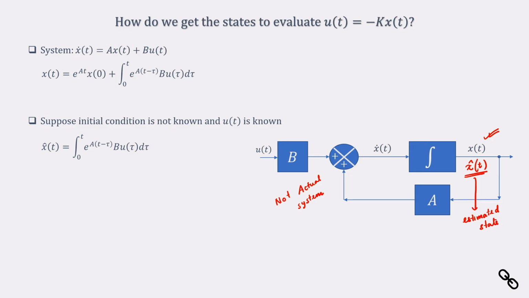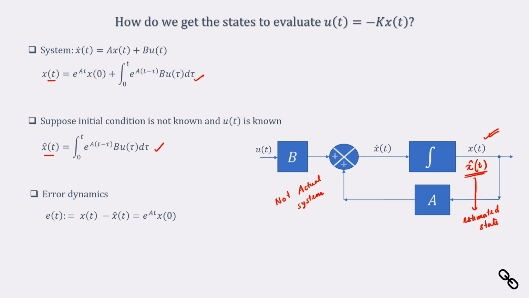So, when I run this system with an initial condition of 0, these are the estimated states that you will get. Now, notice that if I subtract x(t) and x hat(t), I will get e to the power of At x naught, because of the expressions that you have. You can directly see that you will get e to the power of At x naught.